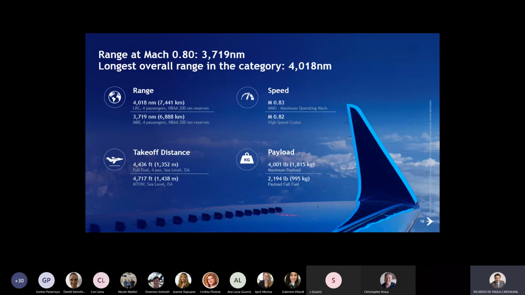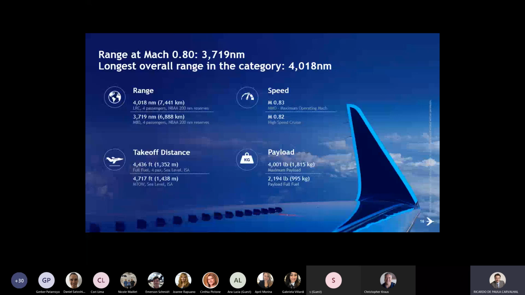So the Praetor 600 has the best range when flying fast, Mach 0.80. Remember from the last session what that means. 80% of speed of sound, right? Which is a good speed for business jets in this category. When flying at that good speed, we will deliver a range of 3,700 nautical miles. This means flying from London to New York very comfortably, okay, in terms of range margins.